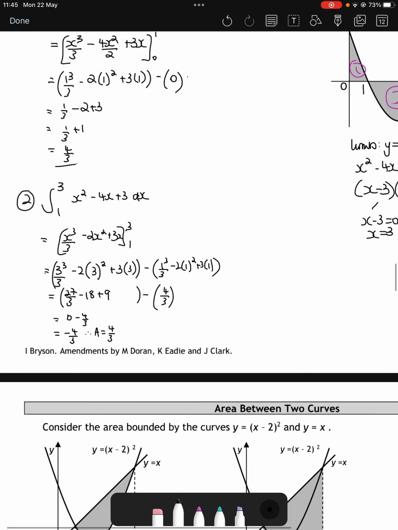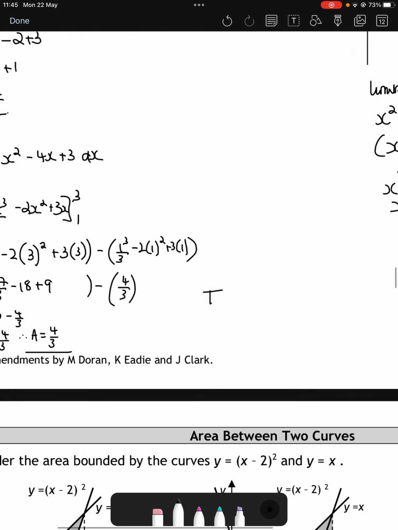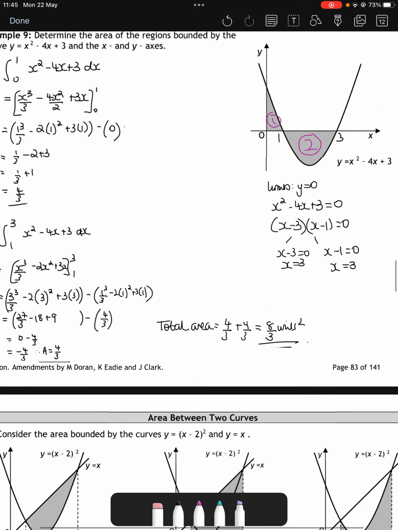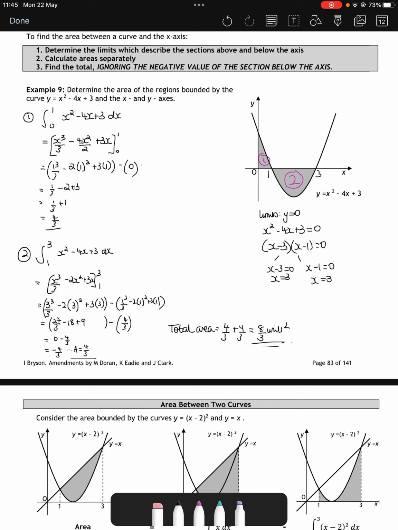Okay, so then our total area, and we should expect a negative as well, because obviously it's underneath the graph. So we add the two of them together. Units squared. Okay, so don't panic if you get a negative, it's absolutely fine. We make it positive for the area, and then we add the two of them together.